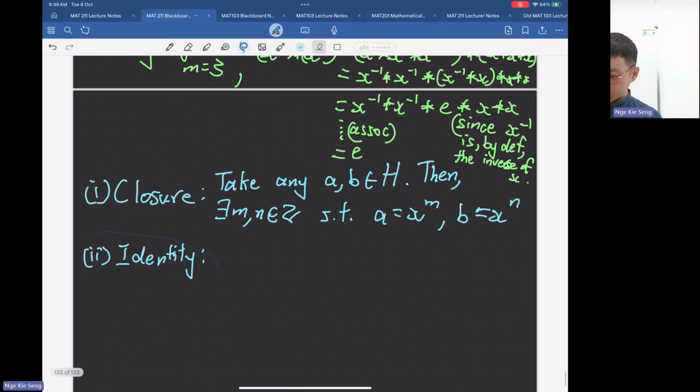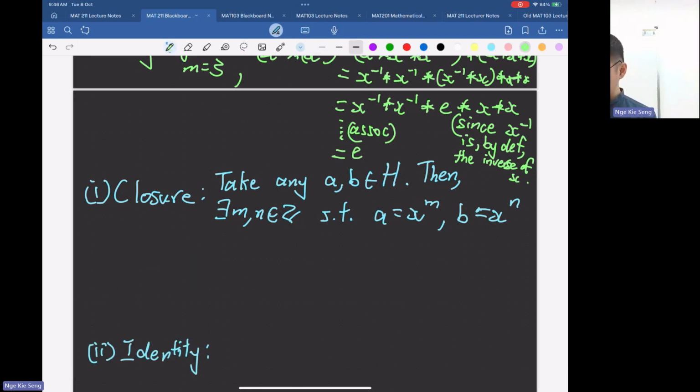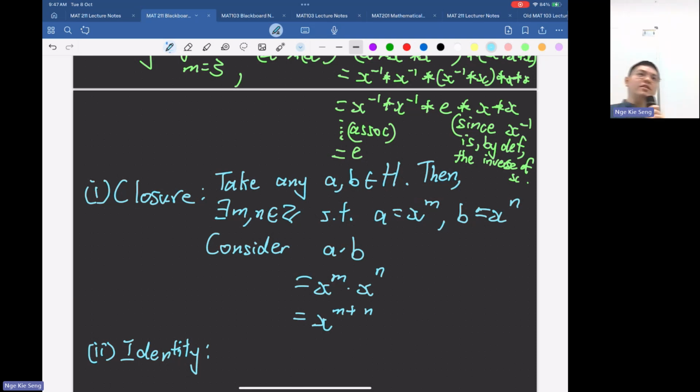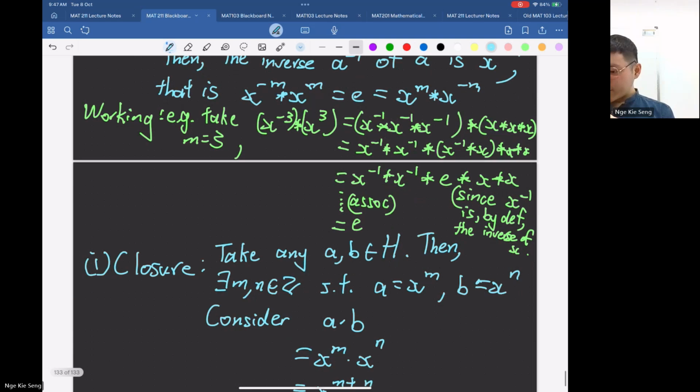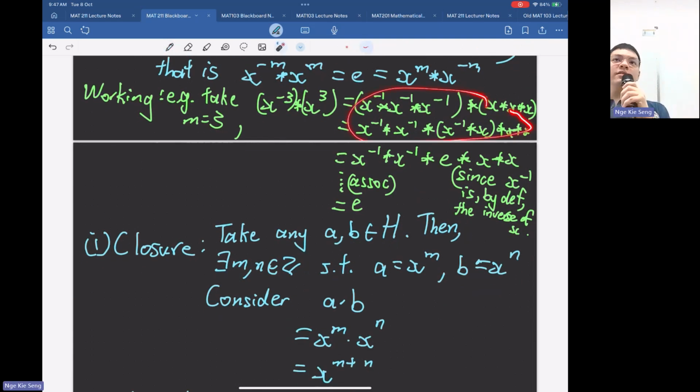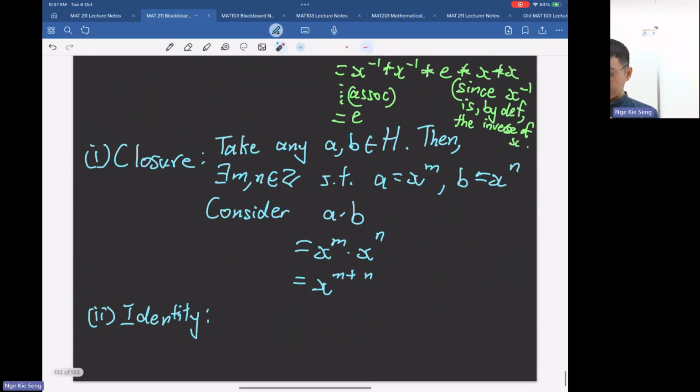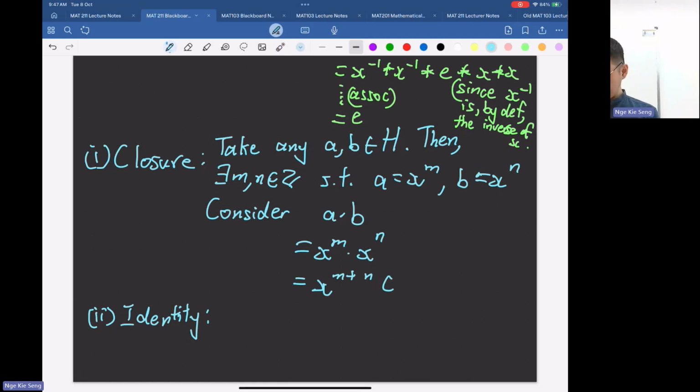Okay, good. So let's come back to closure here. What happened to closure? Obviously, you need to consider A times B, which is x to the m times x to the n. If you look closely at the cancellation here, you just do index addition. It's really the indices you learned in high school. It's really just addition. But this means what? This is in H because what?